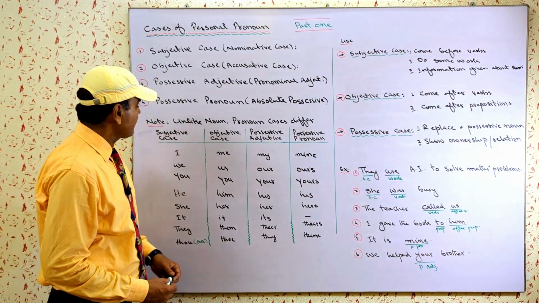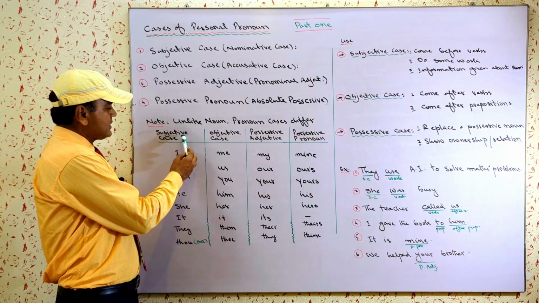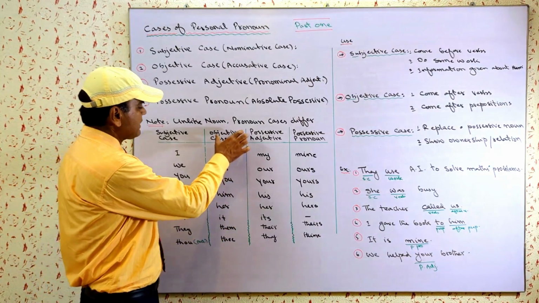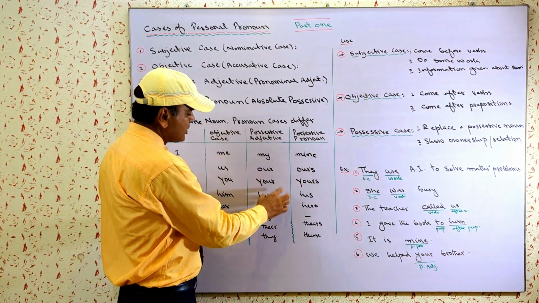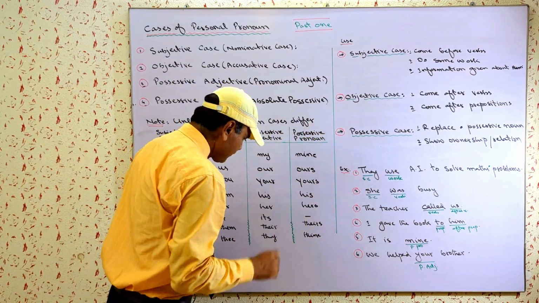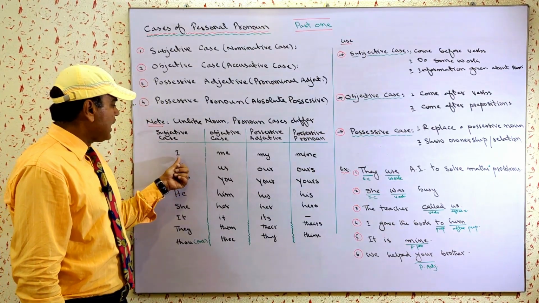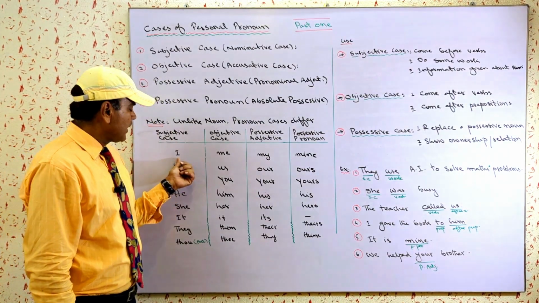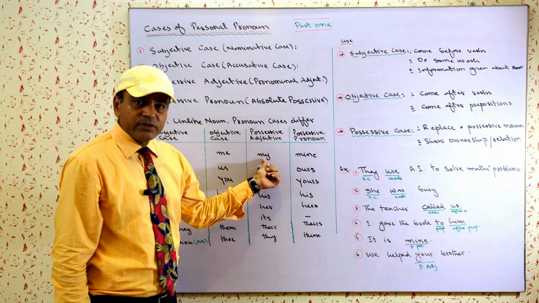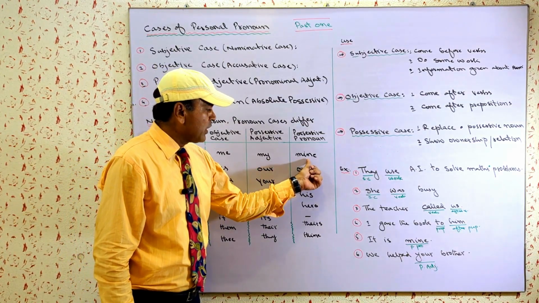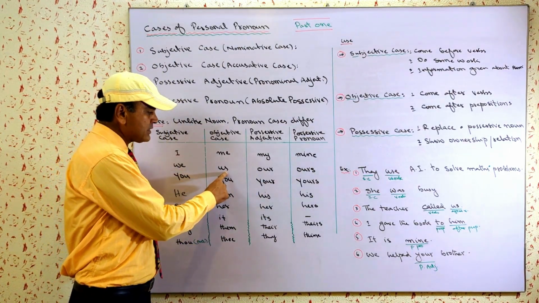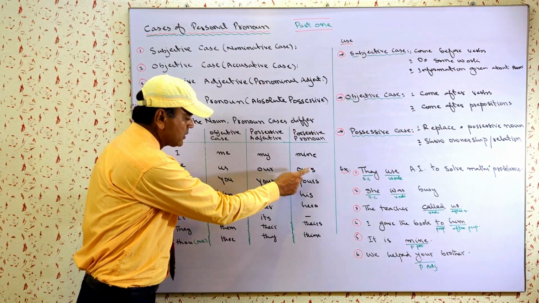So let us discuss. The subjective cases of all the personal pronouns are like this. Objective cases are like this. Possessive adjectives are like this. And possessive pronouns are like this. So I is a subjective case and its objective case is me. Its possessive adjective is my and its possessive pronoun is mine. Then we, objective case us, our and ours.